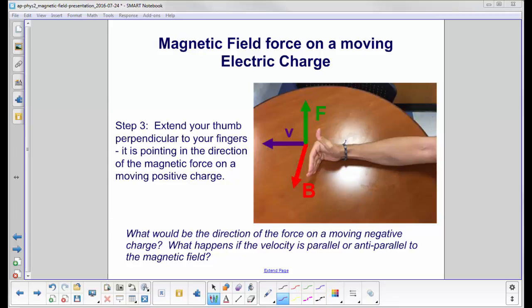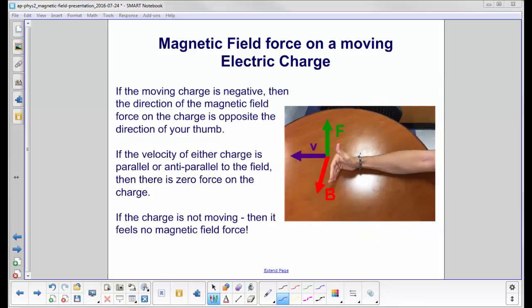Now, what would be the direction of the force on a moving negative charge? I told you we would get to that. And what happens if the velocity of the charge is parallel or anti-parallel to the magnetic field? If the moving charge is negative, then the direction of the magnetic field force on the charge is opposite the direction of your thumb. So this is the direction of force on a positive charge. It would be down into the desk if it were a negative charge.